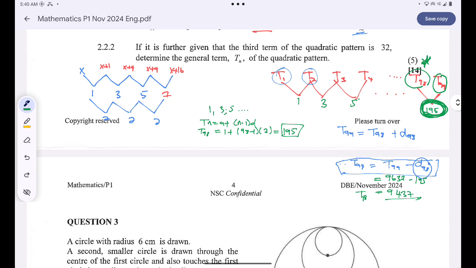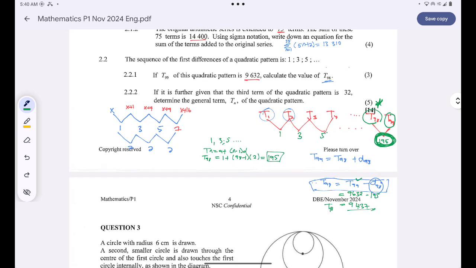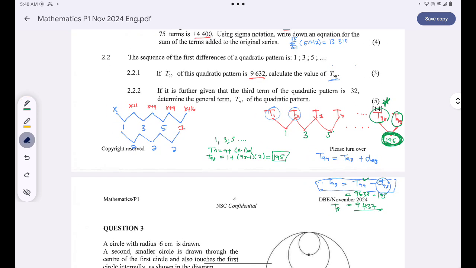Are you together, guys? After finding the 98th term of the first difference, I'll simply subtract it from the 99th term for me to find UT98. That's how, guys, we're supposed to tackle question 2.2.1. Now let's go and answer the 5-mark question.